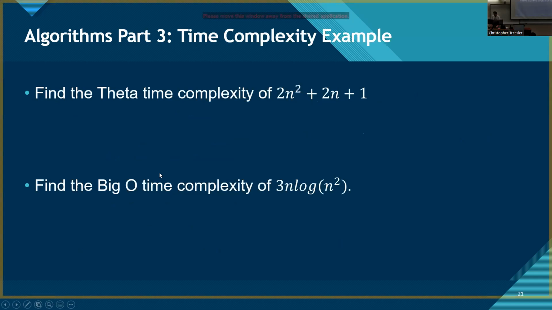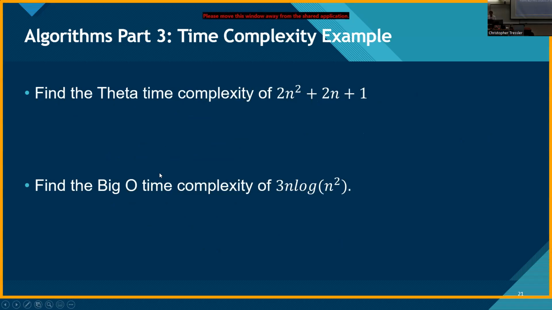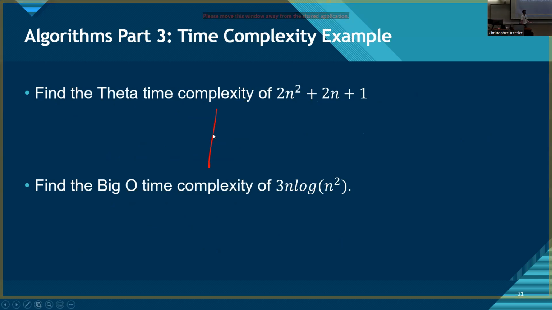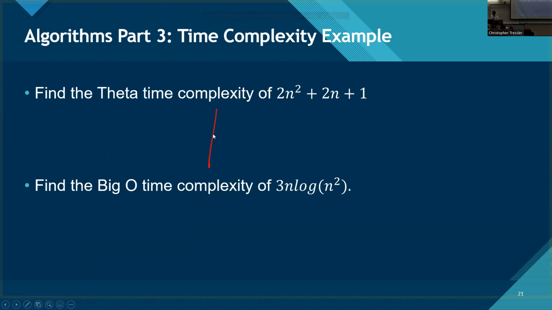So yeah. All right, so let's find the theta time complexity of 2n squared plus 2n plus 1. So once again, what did I mention that we're doing when we're finding theta? We're finding the big O, we're finding the omega, right? And so I'm going to split this up into 2. We basically need to find a function that is both big O and omega. So we'll start with the big O. We're going to start by writing the original equation down.